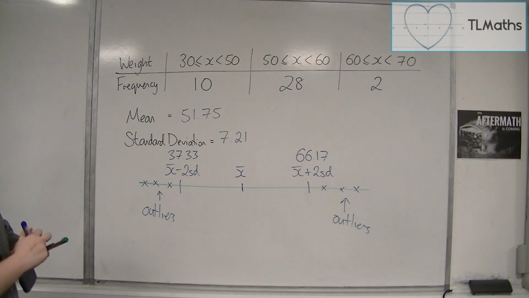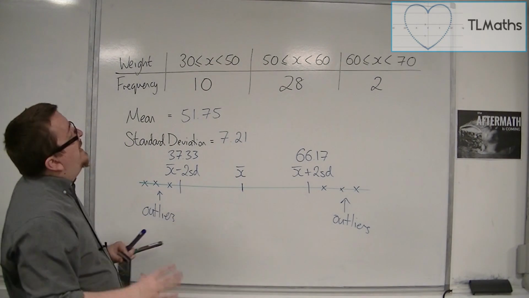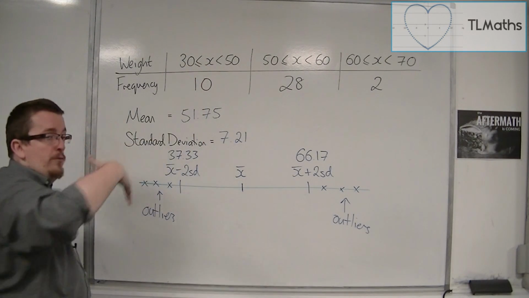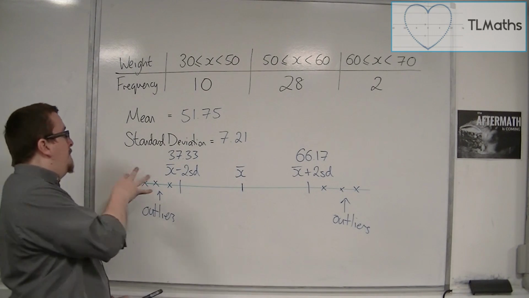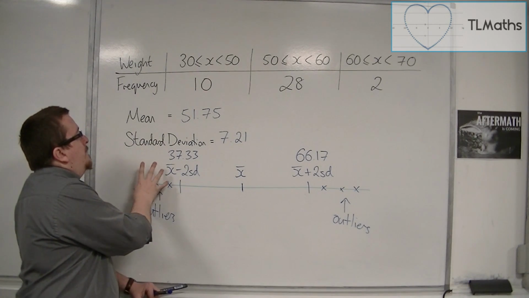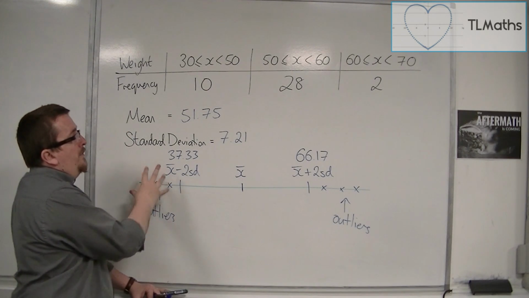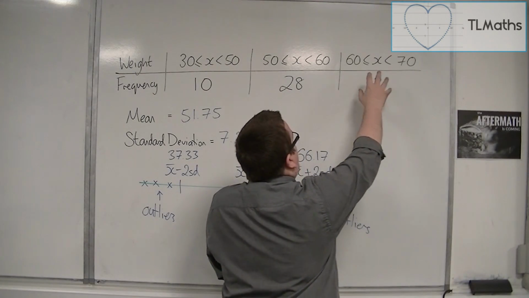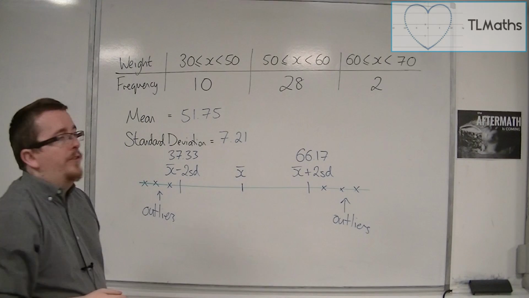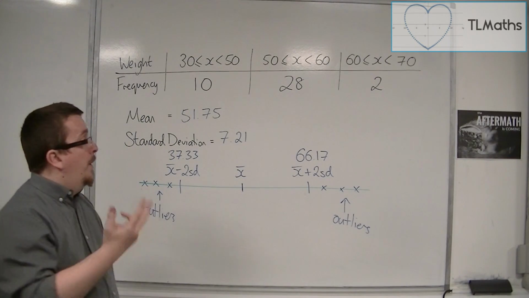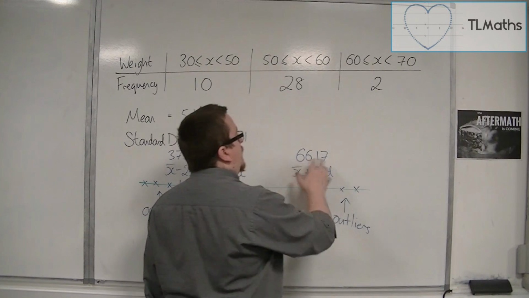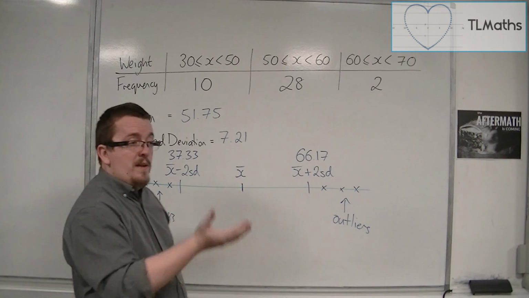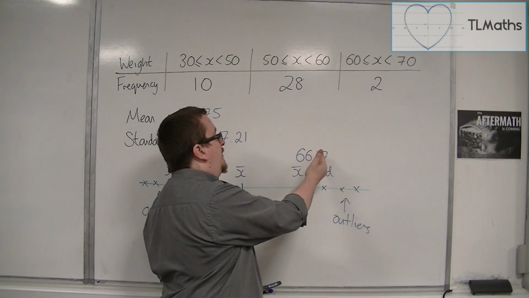Okay, so in other words, what that means is that there were actually 10 values between 30 and 50. I don't know what the original raw data was, so there could be outliers on this side of the graph. And also, even though there's only 2 bits of data, there could also be outliers to the right as well. Both of the pieces of data could be greater than 66.17 but less than 70, or they might be less than 66.17.